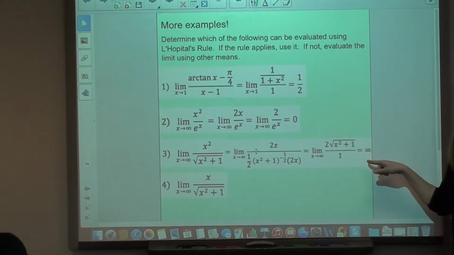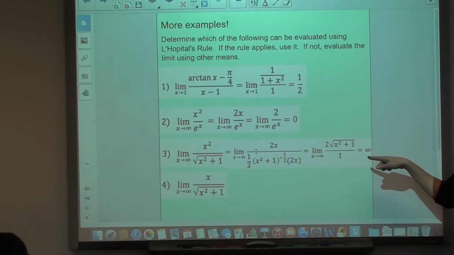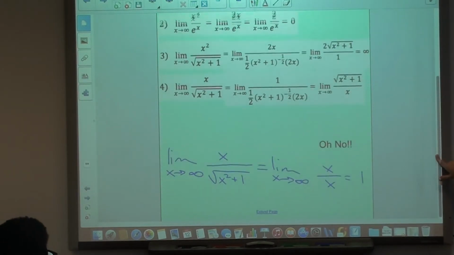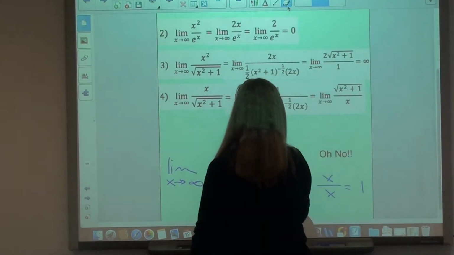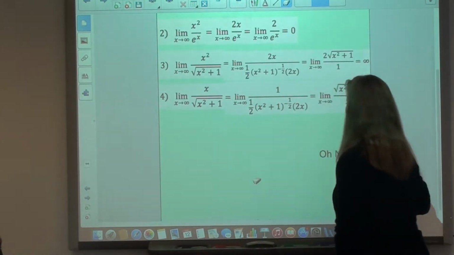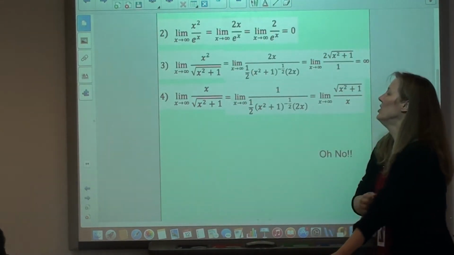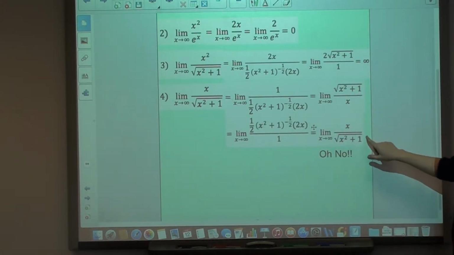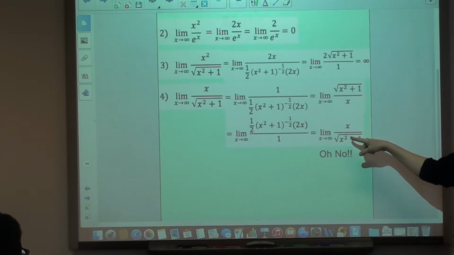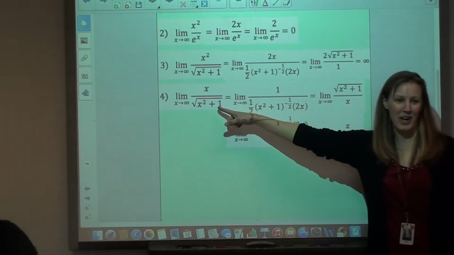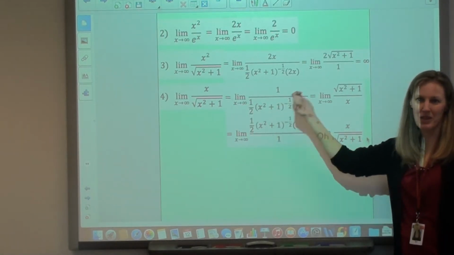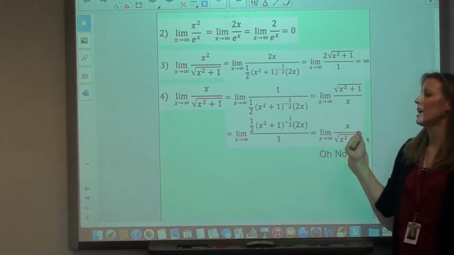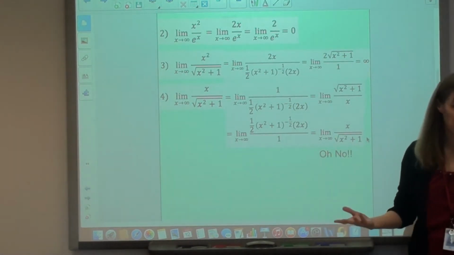So this one, did you guys get infinity? For number 4, you do the derivative, and you end up with another infinity over infinity. You do the derivative again, and what do you end up with? The original problem. You end up with this whole circular argument that just leads you back to where you started, and then you're stuck. This is one of those cases where L'Hopital just doesn't help you.